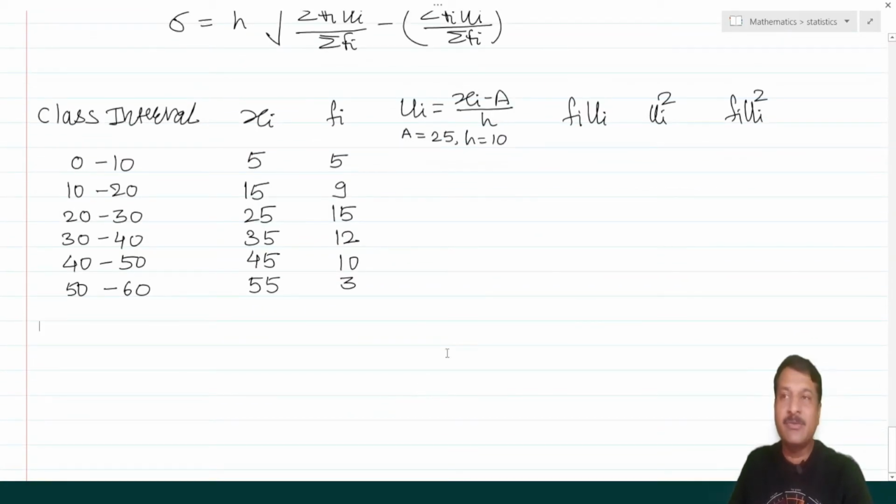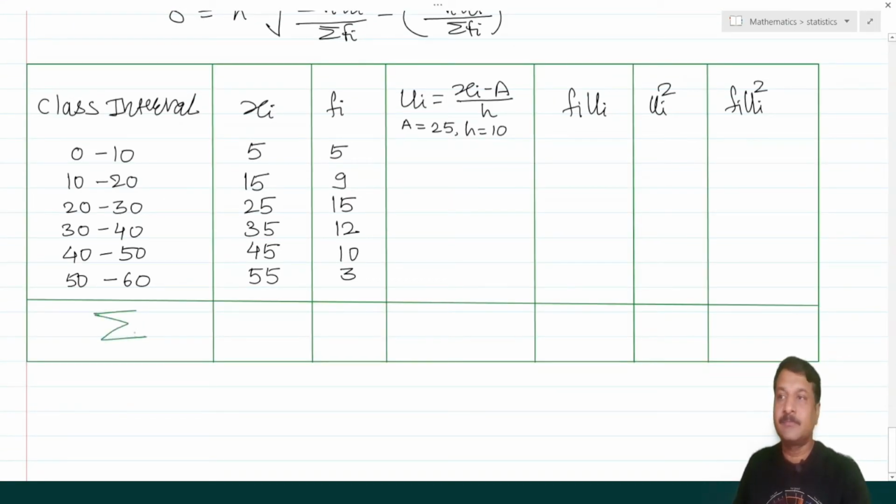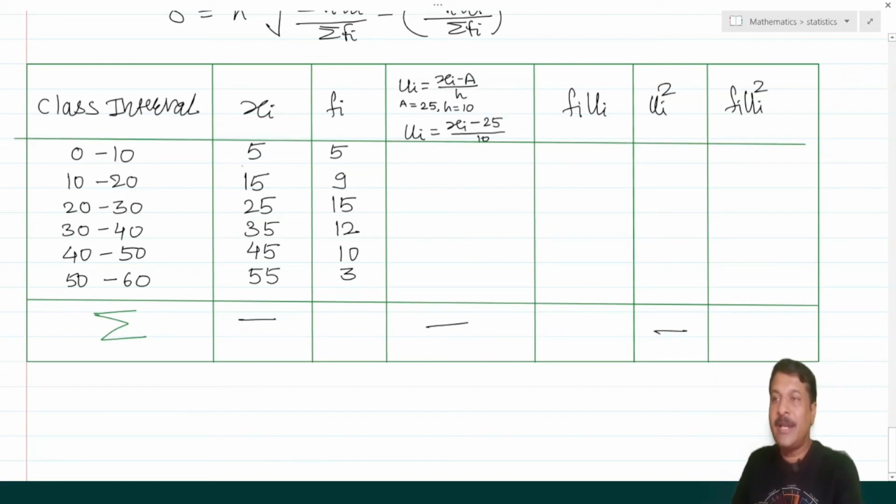Now complete the table by using a calculator. The last row is the summation. We require summation of fi, summation of fi ui, and summation of fi ui square. Here ui is xi minus 25 by 10. So 5 minus 25 is minus 20 by 10, it's minus 2. 15 minus 25 means minus 10 by 10, minus 1. 25 minus 25, 0. 35 minus 25, 10 by 10, it's 1. 45 minus 25, 20 by 10, it's 2. And 55 minus 25, 30 by 10, it's 3.